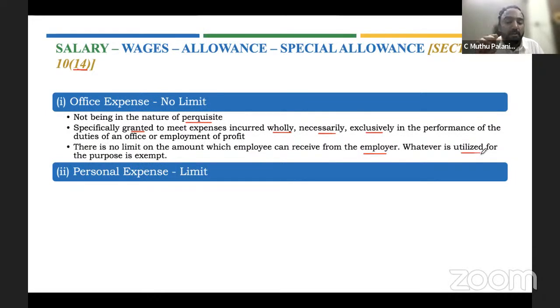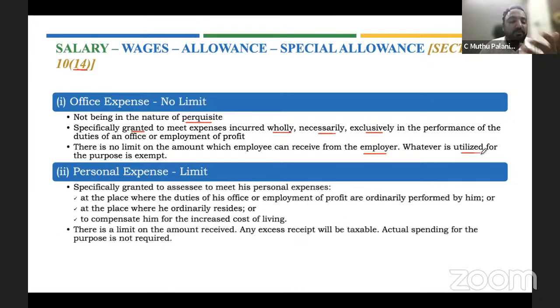So if you have received 4,000 and spent 6,000, the 6,000 is not exempt, only 4,000 is exempt. But if you have spent only 3,000, only 3,000 is exempt. So to the extent you have spent and to the extent you have received. This is basically considered as office expense that is not taxable. The next component is personal expense.